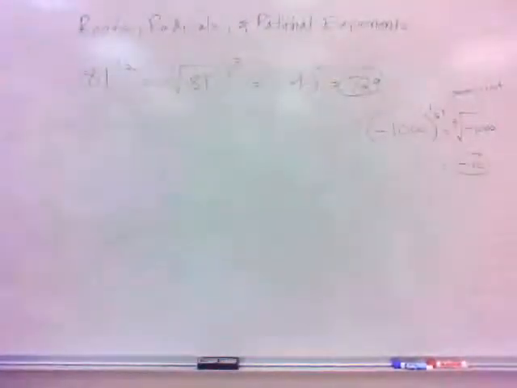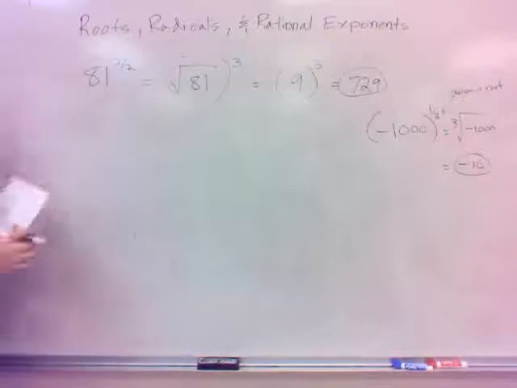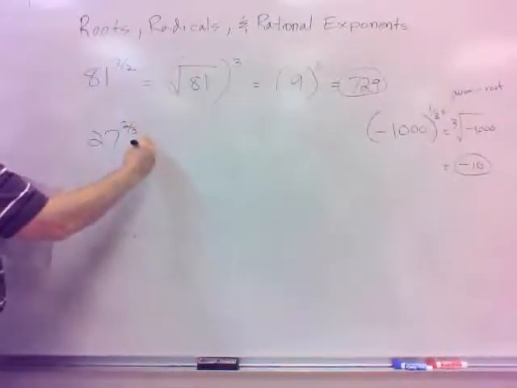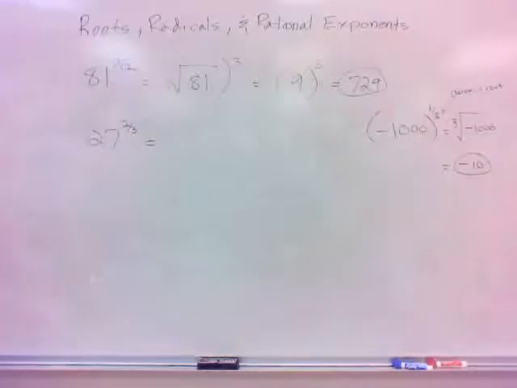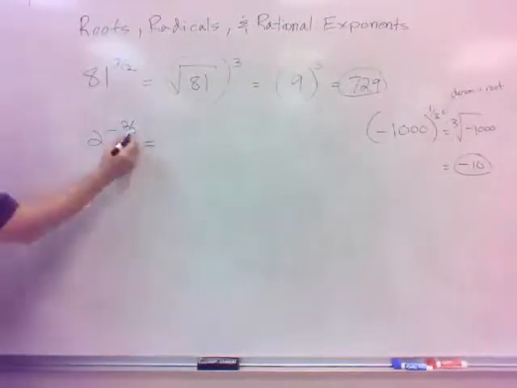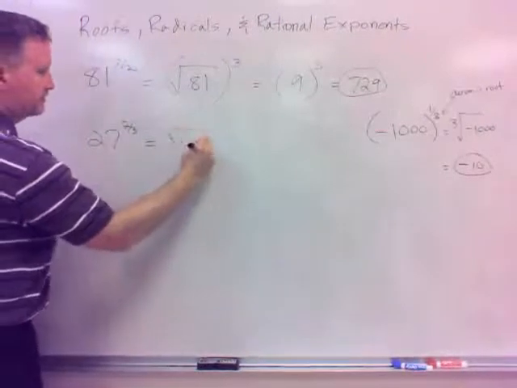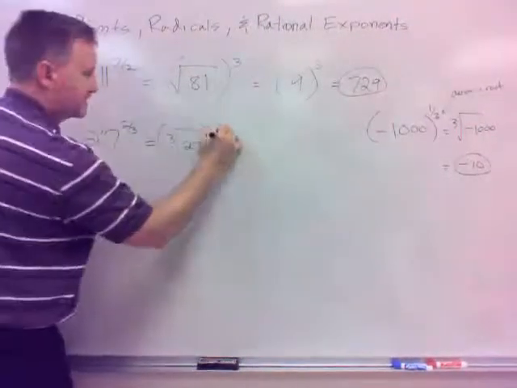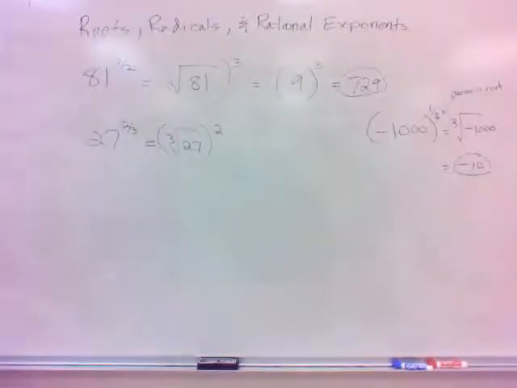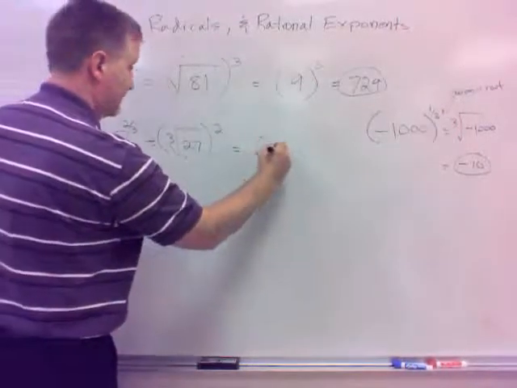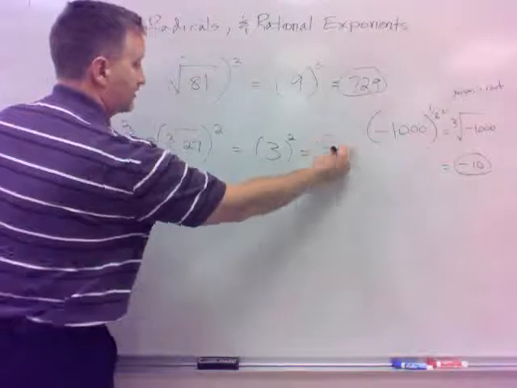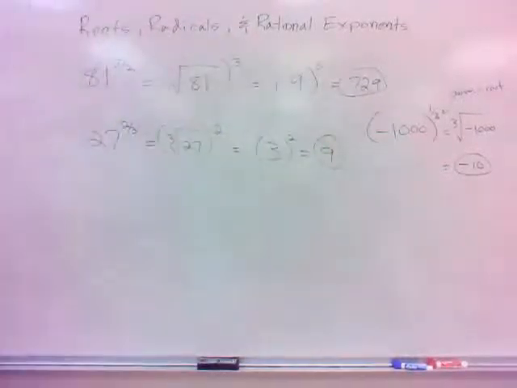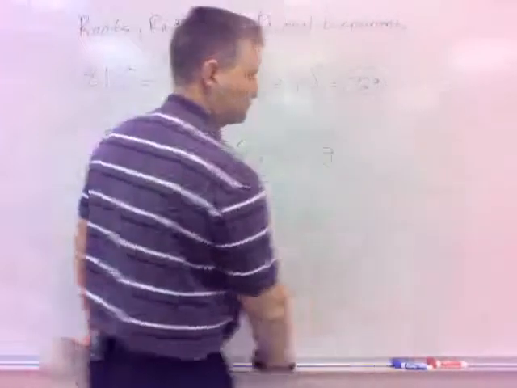729. With me on that? Let's try another one. Let's try 27 to the 2/3. Do I have a root there? Yes. What root do I have here? Cube root, yeah. The denominator is the root. So I've got the cube root of 27. And then I've got also a square, so I'm just going to carry it along there. I'm going to do the cube root of 27, squared. Cube root of 27 is 3. And then I'm going to do 3 squared, so I should get 9 for an answer there. Is that okay?